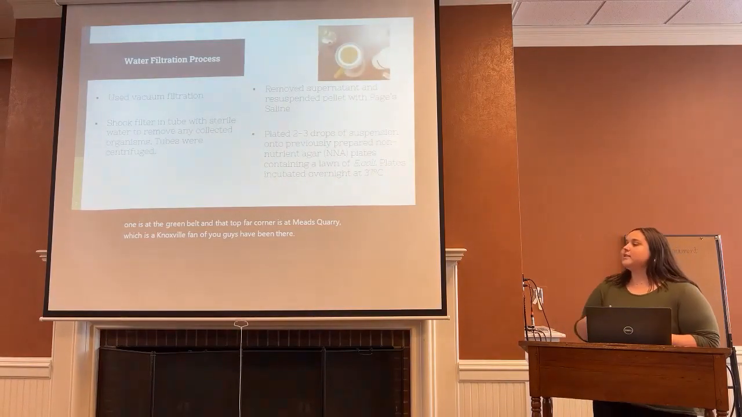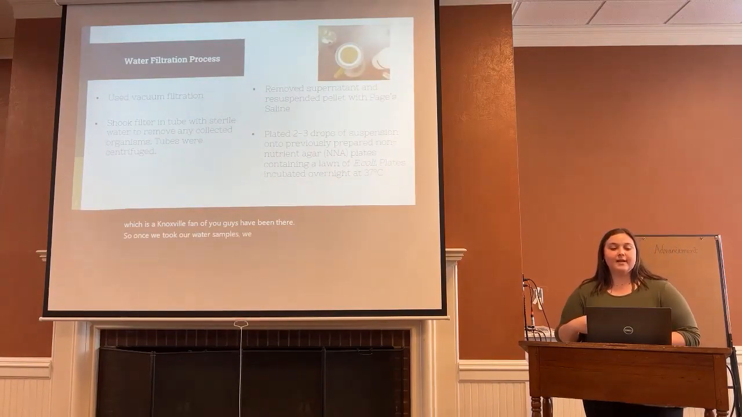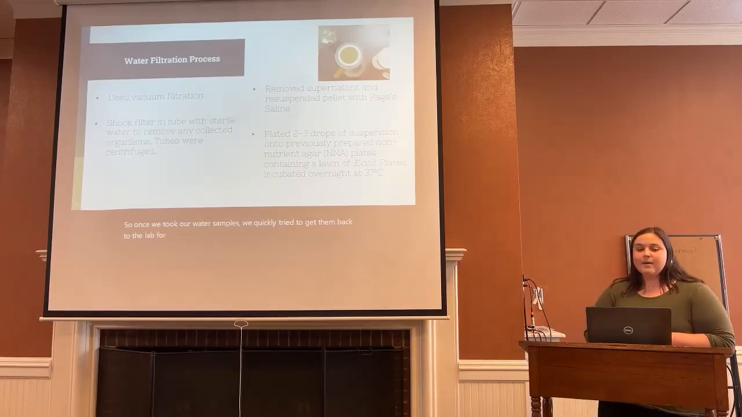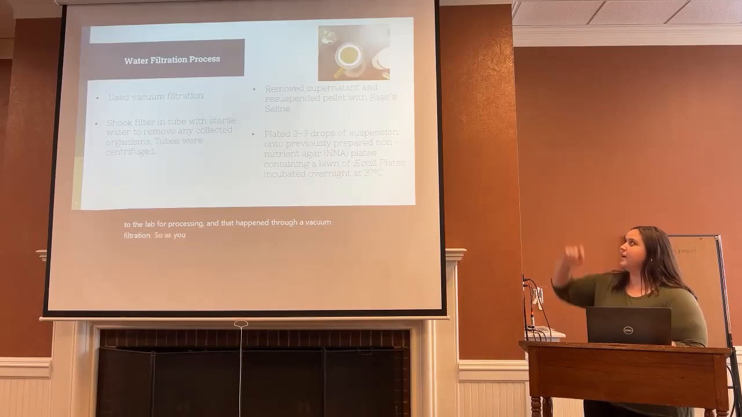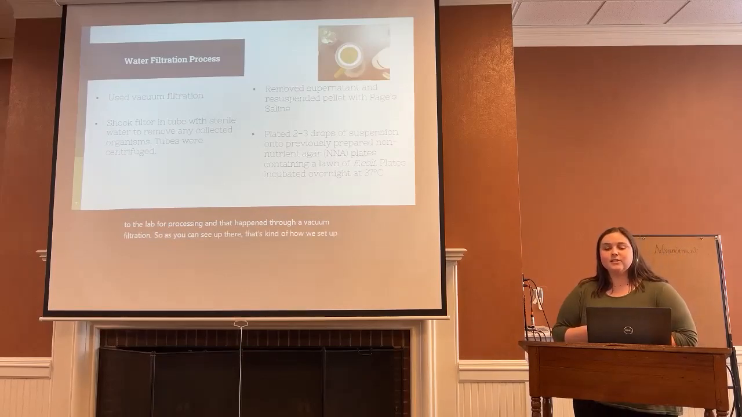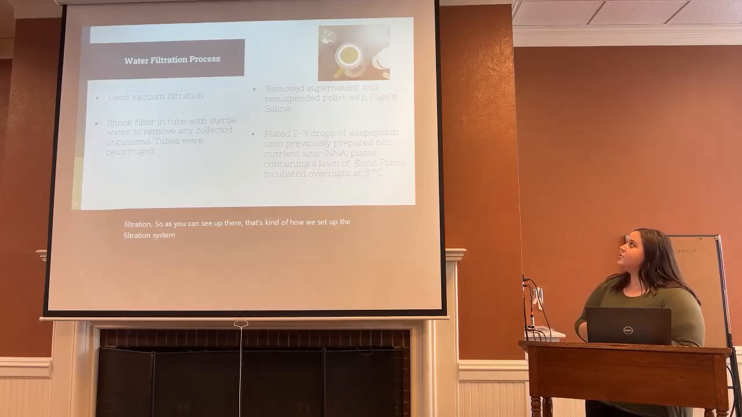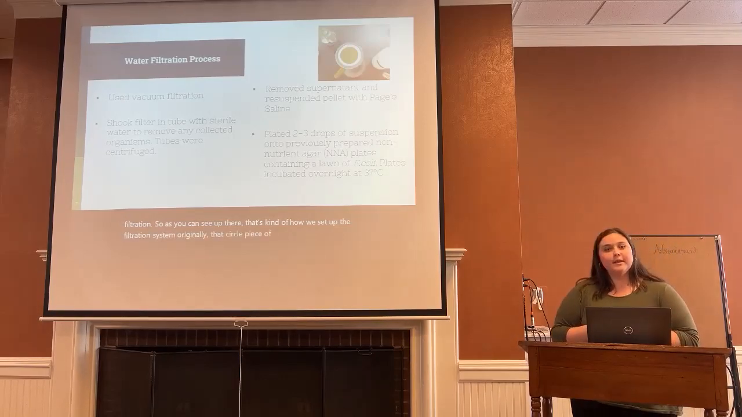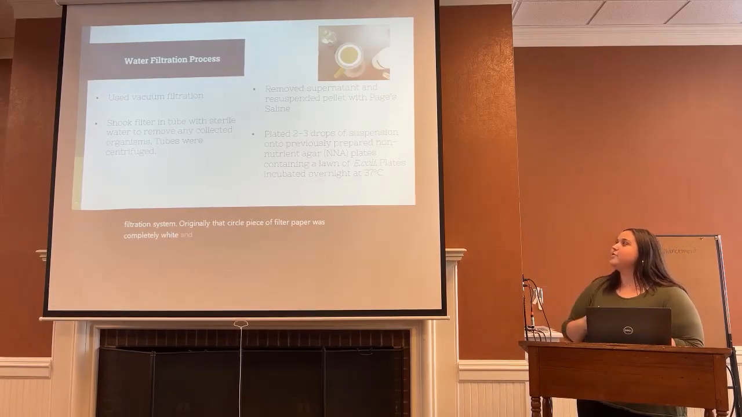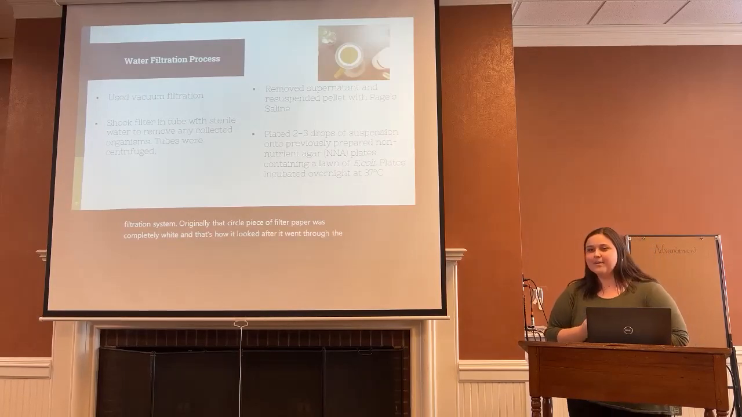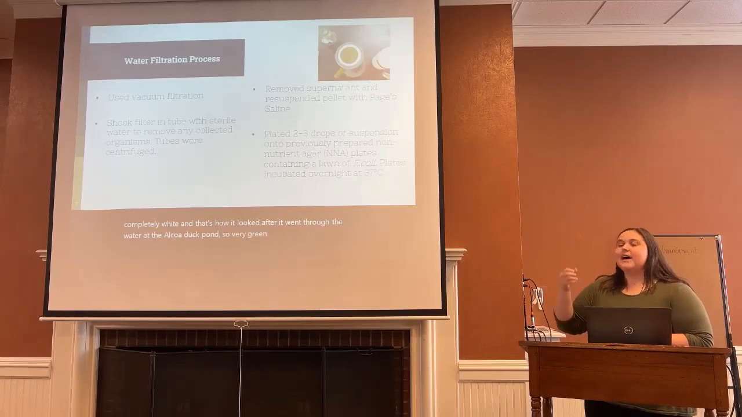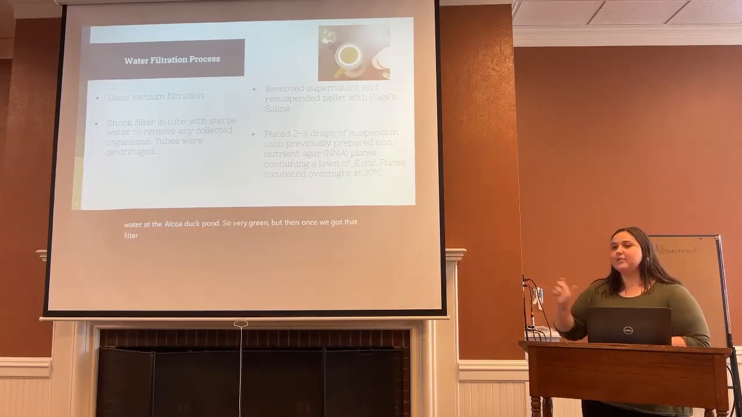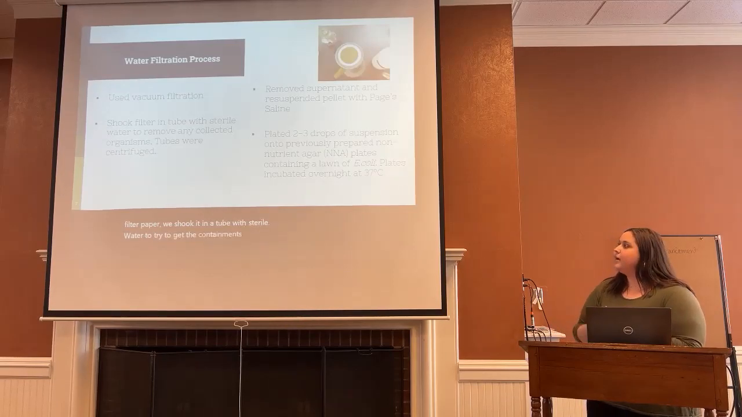So once we took our water samples, we quickly tried to get them back to the lab for processing. And that happened through a vacuum filtration. So as you can see up there, that's kind of how we set up the filtration system. Originally, that circle piece of filter paper was completely white, and that's how it looked after it went through the water at the Alcoa Duck Pond. So very green. But then once we got that filter paper, we shook it in a tube with sterile water to try to get the contaminants off that paper.